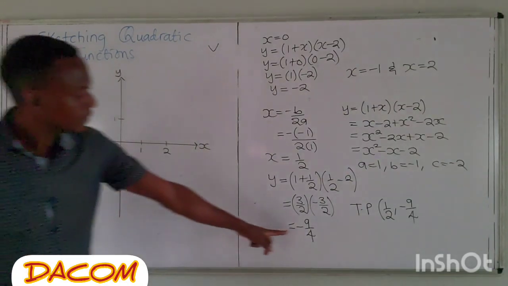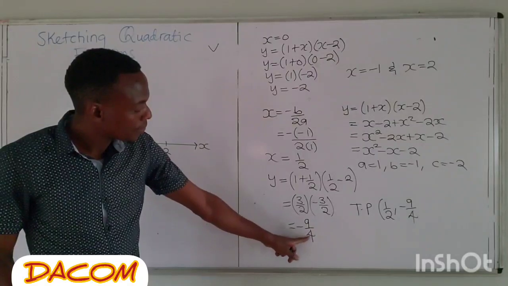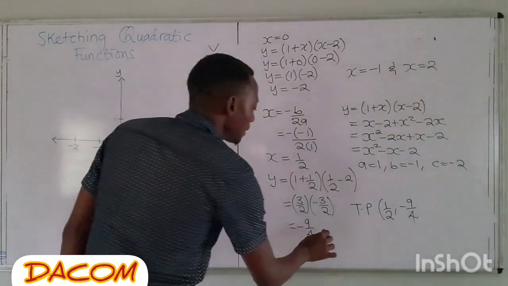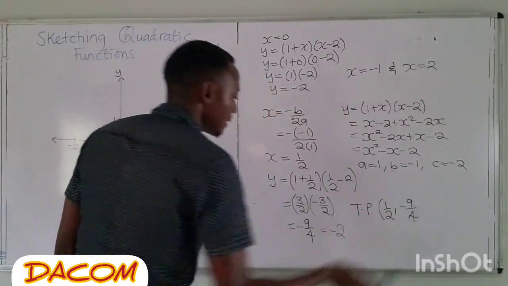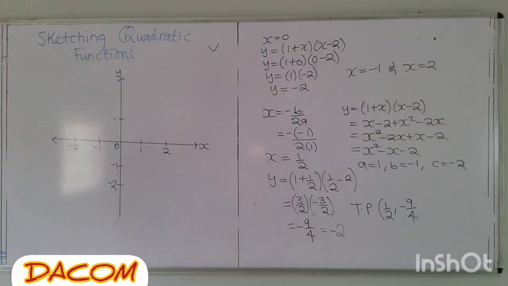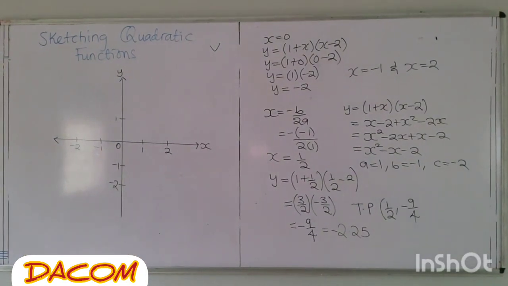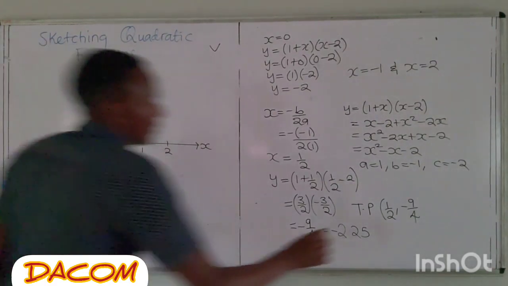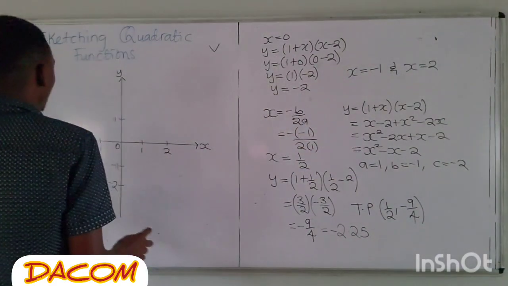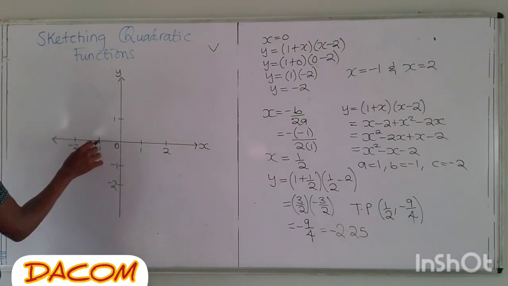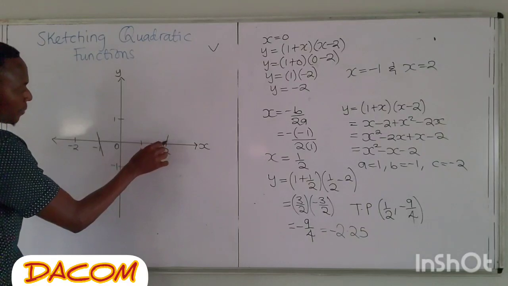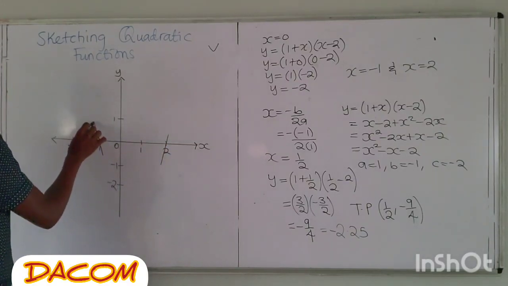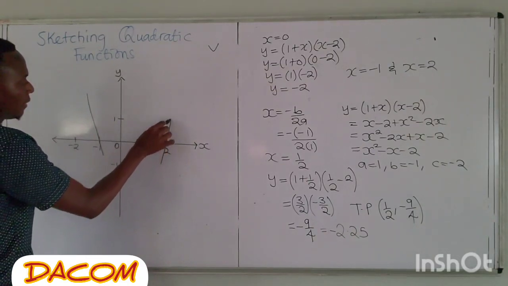Now we can look at this. When you divide 4 into negative 9, we are most likely to get negative 2 point something. Oh yes, we are going to get negative 2.25. So now, since we have negative 1, we know that this particular curve is going to pass through negative 1 here. And we also know that it's going to pass through 2 here. So on this side, I can extend it. On this side, I can extend it.